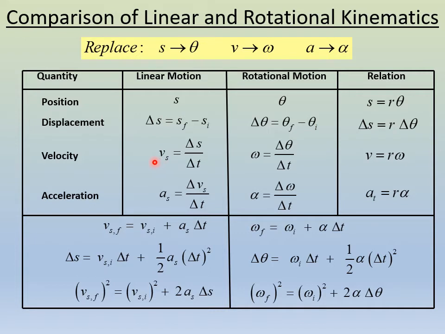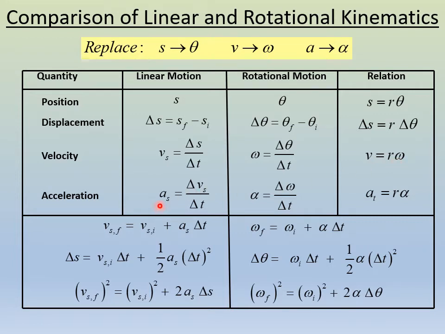For velocity, velocity is the change in distance or position, which is a displacement, delta s, divided by the time interval. So again, we replace v with omega, we replace s with theta, and here is our definition of angular velocity. All right, it's the angular displacement divided by time. And those quantities are related by v is equal to r omega.